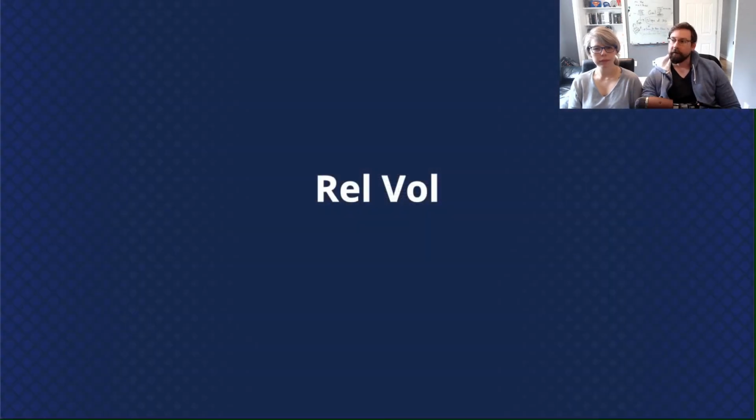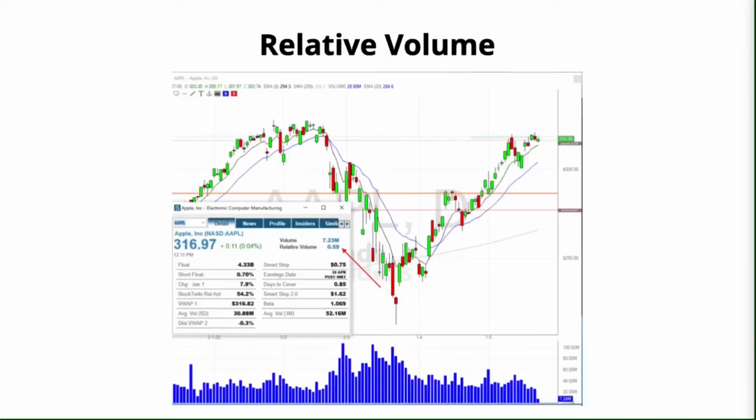And the next is relative volume. What relative volume is, and this is kind of complex, but it's everywhere in Trade Ideas and it's very important, is it basically just takes the amount of volume done right now at any given point in the day and compares it to previous days at that exact time.